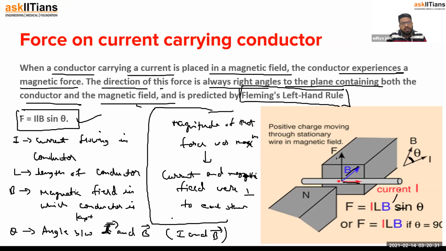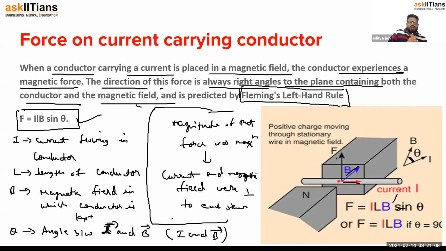So now it is clear that whenever a conductor is placed in a magnetic field, a magnetic force will act on it, and that force will be maximum when magnetic field and current are perpendicular to each other. And also one thing, that magnetic force which we are talking about is always perpendicular to the plane containing both current and magnetic field. Yes or no? Both current and magnetic field, or you can say both conductor and magnetic field.